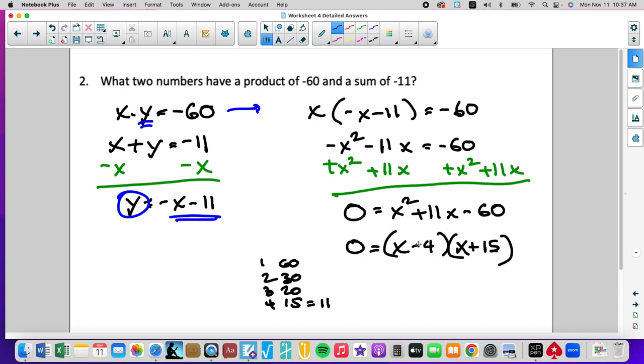Now again, this product is going to equal 0, so one of these must be equal to 0. So what value for x would make this 0? X would need to equal 4. And what value for x would make this 0? X would need to equal negative 15. So those are my two x values.